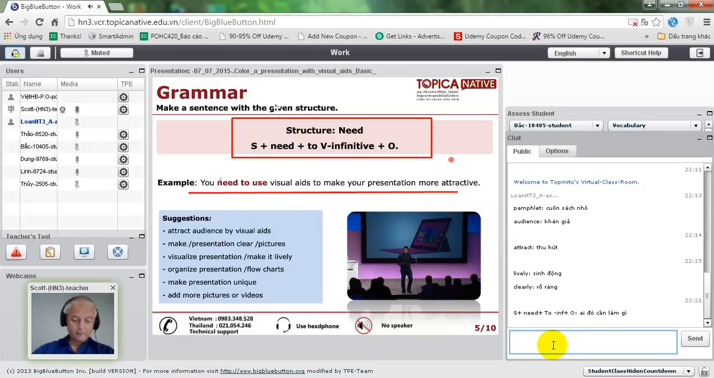Let's practice one word. Presentation. Presentation. There you go. Presentation. That time you said it very, very clearly. It was crystal clear. If you were visiting Canada, everybody would have understood your pronunciation of presentation.